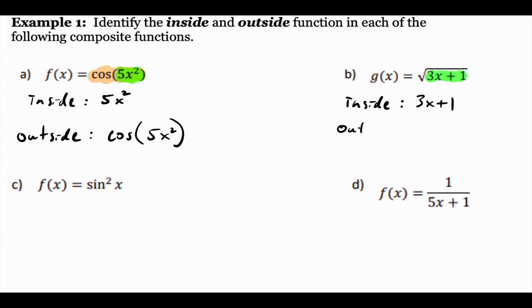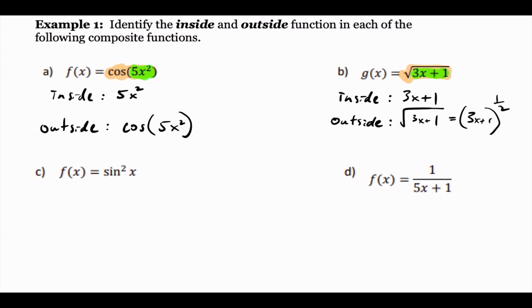The outside is always the whole thing. So the root of 3x squared, 3x plus 1, which is the same thing as 3x plus 1 to the 1/2 power. Okay. C. F of x. Letter C.